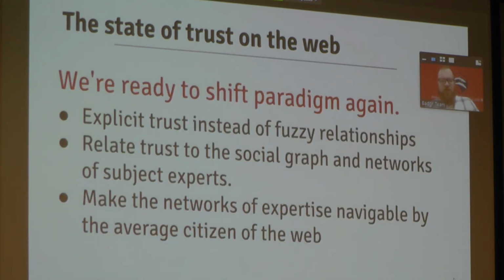So what I think is that just as Google PageRank was a massive paradigm shift from the previous iterations of the search engine idea and the web directory idea, we're ready to shift again. We're ready to make a strong shift in the realm of personalized, trust-based mediation of data that's on the web. I think we're ready to switch to explicit trust instead of these fuzzy relationships.